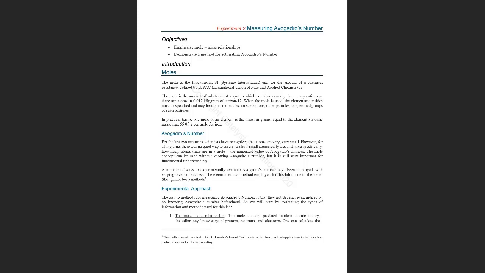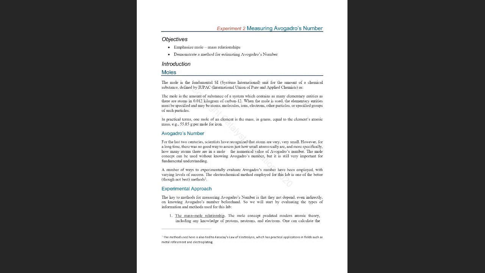In this experiment, we will determine Avogadro's number, which is the number of particles in 1 mole of substance. And we will use an electrochemical method. We will apply a current to a metal circuit, causing the metal to dissolve as ions and lose electrons.